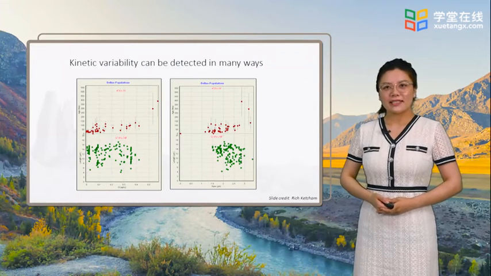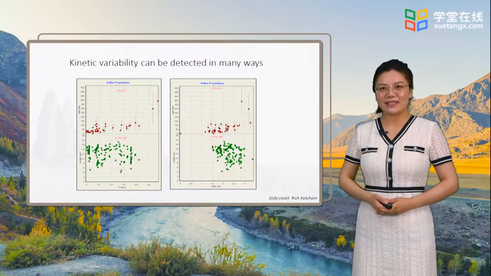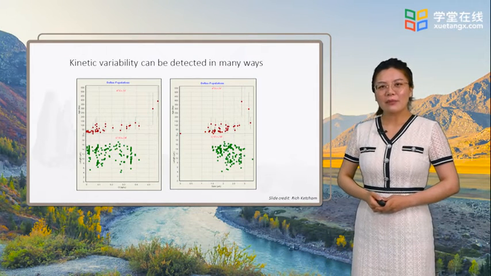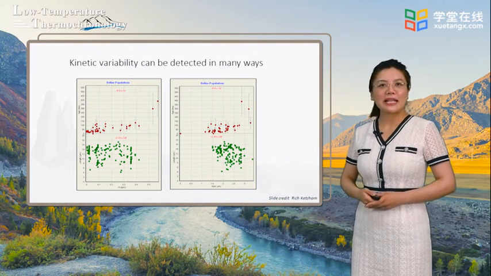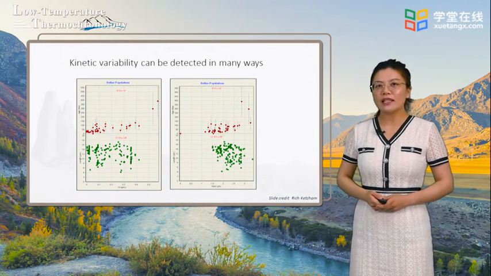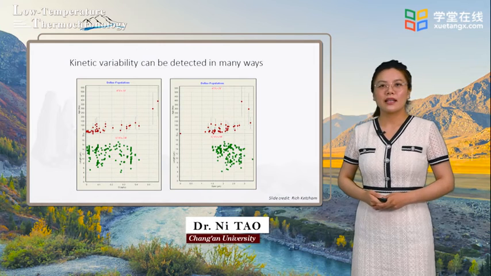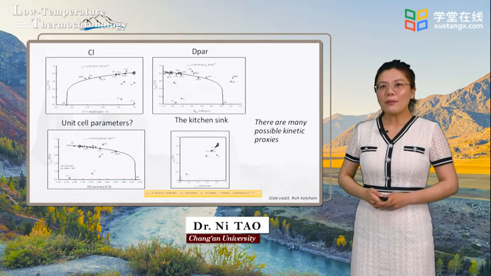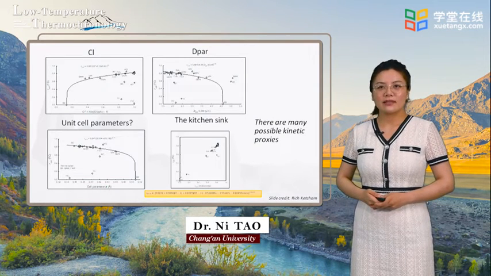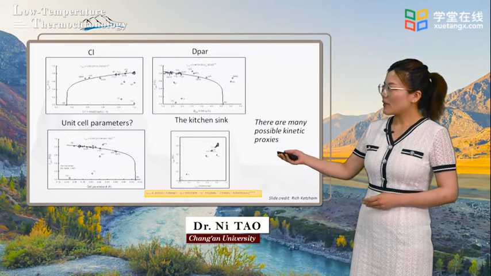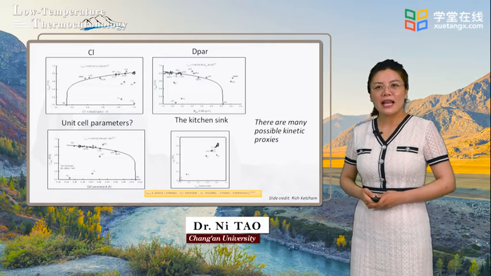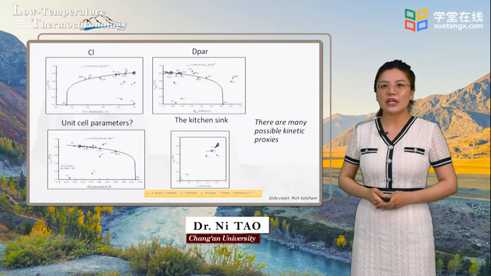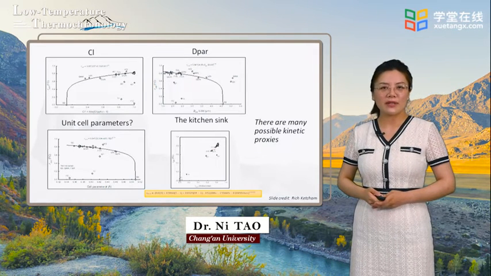Kinetic variability can be detected in many ways. For example, here, by plotting the kinetics, Dpar, and the chlorine contents with apatite fission track age and length data. There are many possible kinetic proxies, and the commonly used ones include chlorine content, Dpar, unit cell parameters, and a combining factor incorporating all compositional factors.